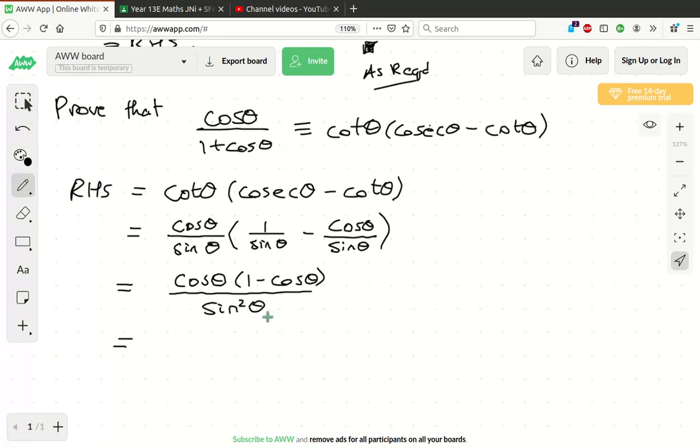Well, what's that square doing there? Let's get rid of the square. How can we write sine squared in another way? We could write it as 1 minus cos squared. So let's try that. So I'm going to write that as 1 minus cos squared theta.